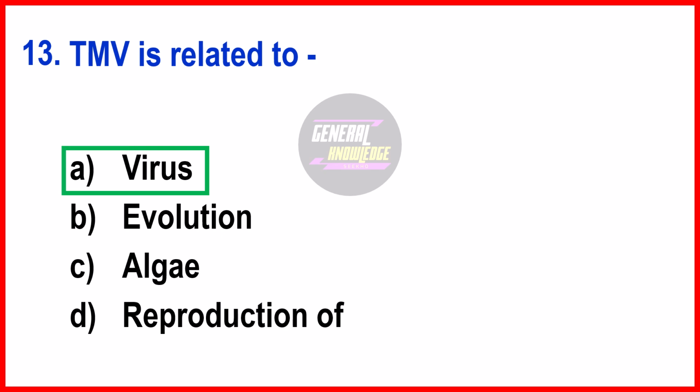Tobacco mosaic virus is a plant virus that primarily affects members of the Solanaceae family, including tobacco and tomato plants. It's known for causing mosaic-like patterns and discoloration on leaves. TMV is a tobamovirus and it's the first virus to be identified.